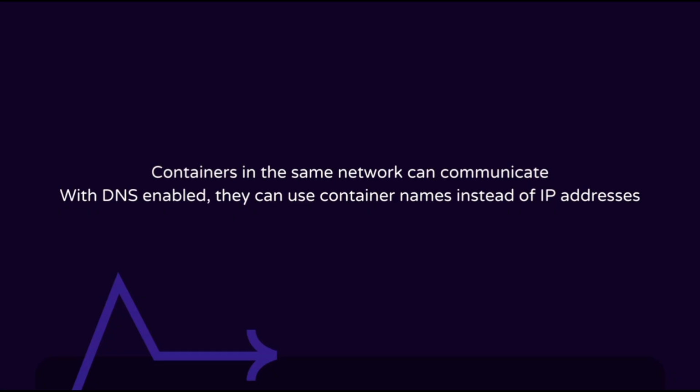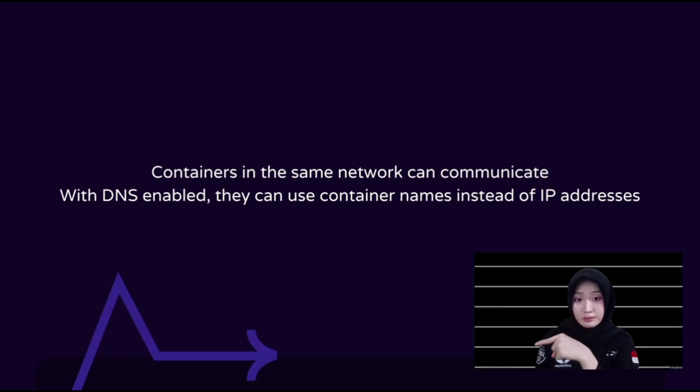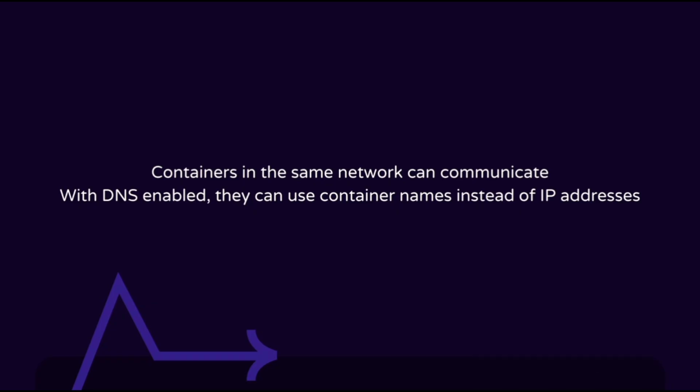Okay, here's the cool part. Containers in the same network can communicate with DNS enabled. They can use the container name instead of an IP address. This is super useful, especially in real-world apps like front-end or UI, back-end or API, and database. Each can be separated but still connect securely.